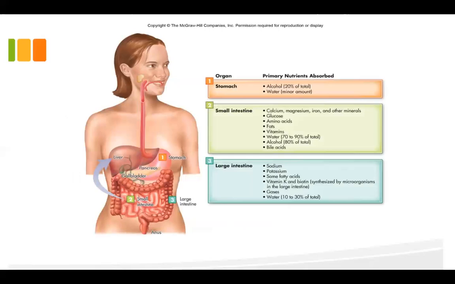So here is a picture of 3 absorptive organs: the stomach, the small intestine, and the large intestine, and what is absorbed in each one. The stomach actually is a very minimal organ as far as absorption goes. You can see it does not absorb very much at all, except for alcohol. The small intestine is where the majority of absorption happens, and then the large intestine last.